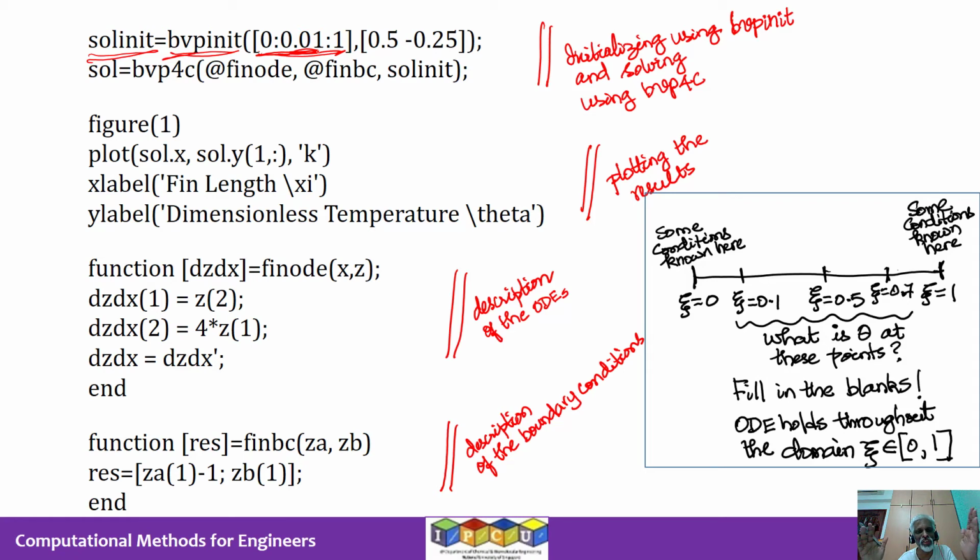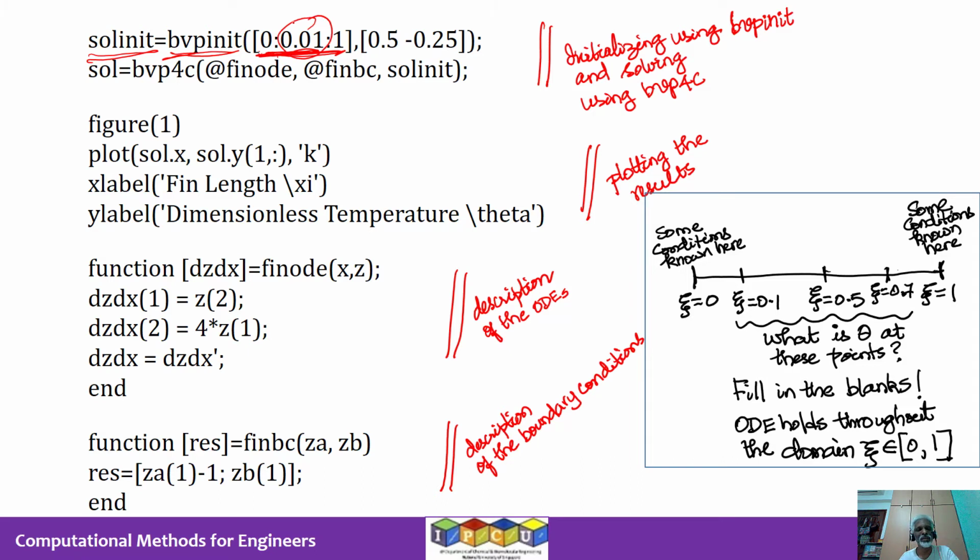You break this 0 to 1 into 100 segments. And then you try to find out the value at each of those points. That means the solution at psi equal to 0, psi equal to 0.01, 0.02, 0.03, all the way till psi equal to 0.98, 0.99 and 1. So we are breaking the domain of the problem, psi that goes from 0 to 1, into 100 segments by specifying the step size of 0.01.